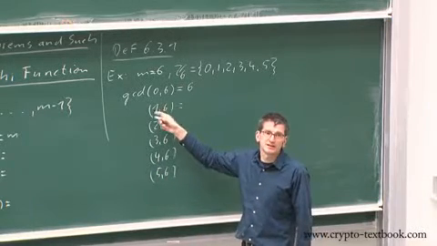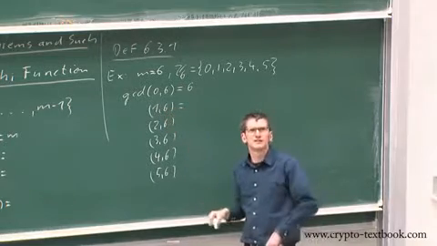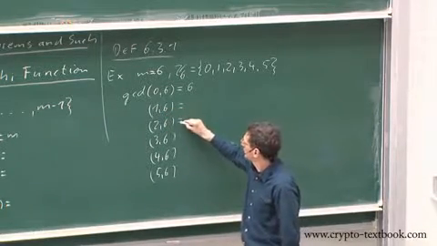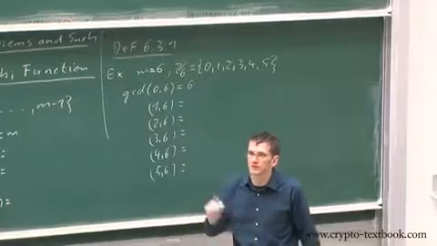What is the GCD of 1 and 6? Why don't you do that? I give you 60 seconds, okay? Why don't you compute all these GCDs here without a pocket calculator, okay?